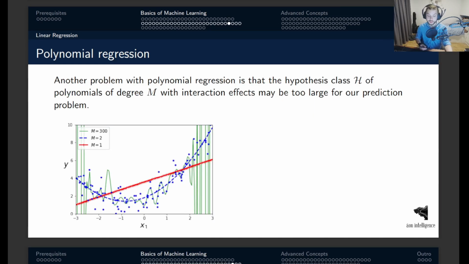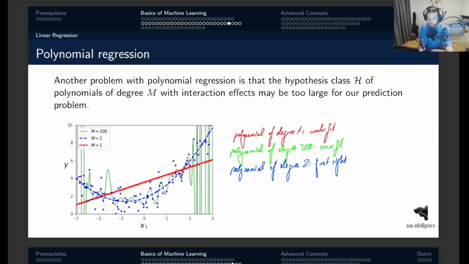So another problem that you have with polynomial regression is that you have to be careful about the power of the hypothesis class that you implicitly define by choosing a polynomial of degree m and interaction effects that you want to fit to your data. In the last lecture, we talked about over and underfitting. So let's review these concepts now in the context of polynomial regression.